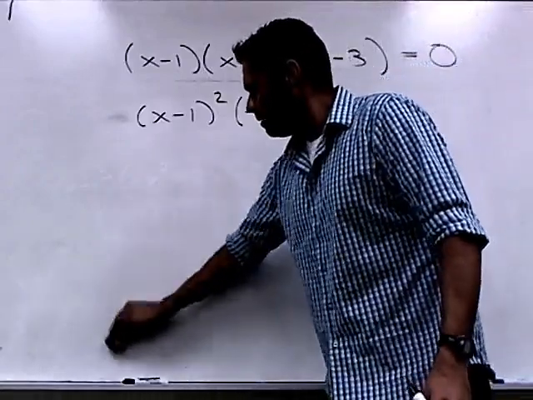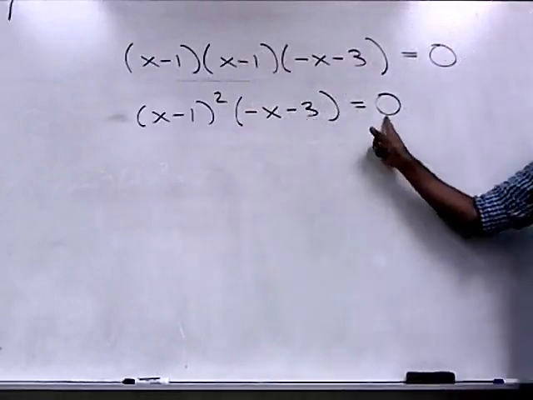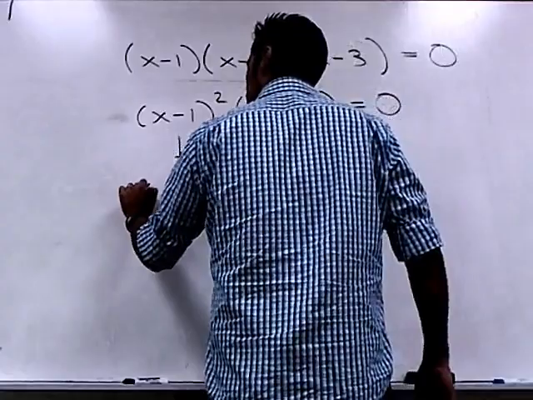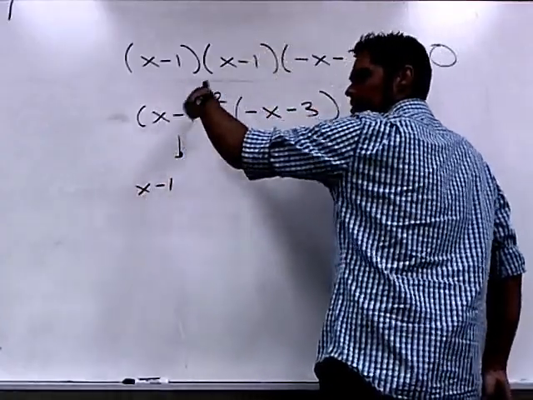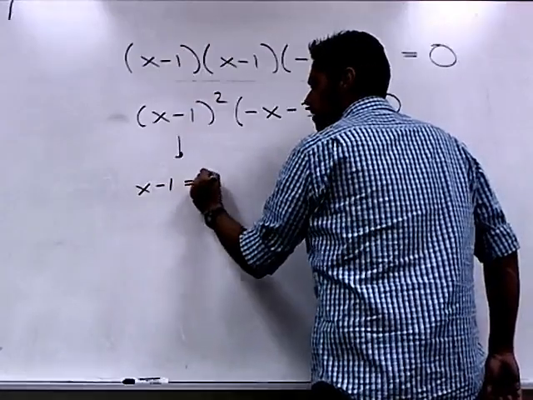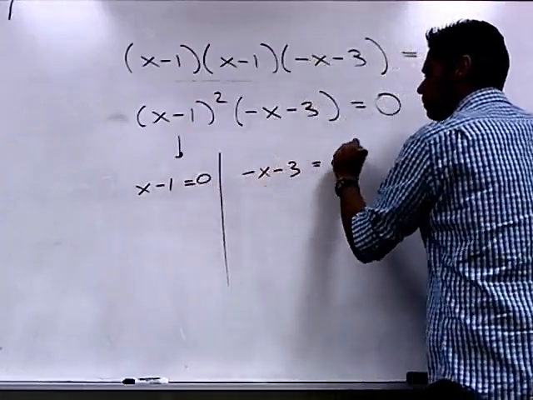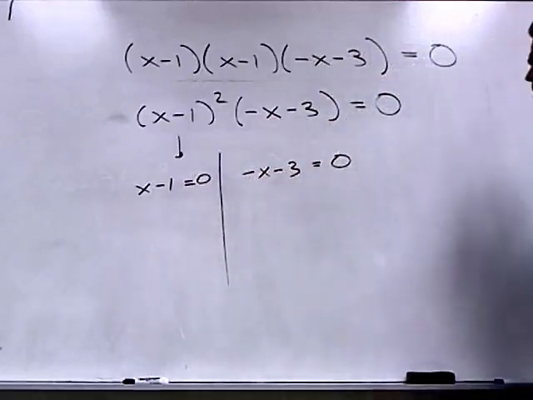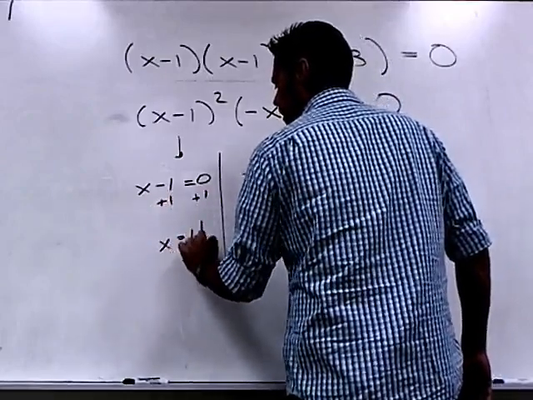So technically, what we're doing is we're setting each of these factors equal to 0 to figure out what our x-intercepts are. So I take this, x minus 1. I don't need to worry about the square, because if I make this 0, it's 0 squared, it's still 0. So I set that to 0. I set my other factor equal to 0, and then solve these two equations. So add 1, I get x is 1.